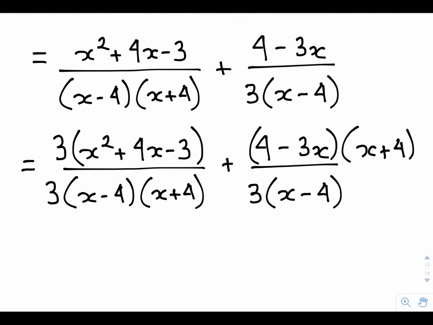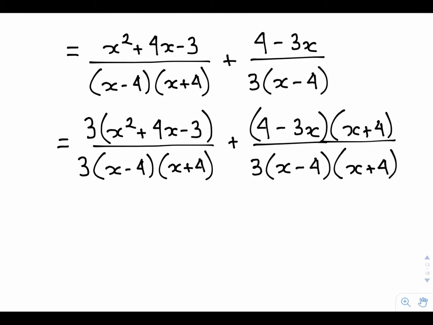Notice how I put the brackets around this binomial here. It's necessary because if I just left it as 4 minus 3x, that would mean I'm only multiplying the 3x. I'm only multiplying the 3x by the x plus 4. But in fact, I need to multiply the whole binomial. So I have x plus 4 here again. So now I notice that I have a common denominator.